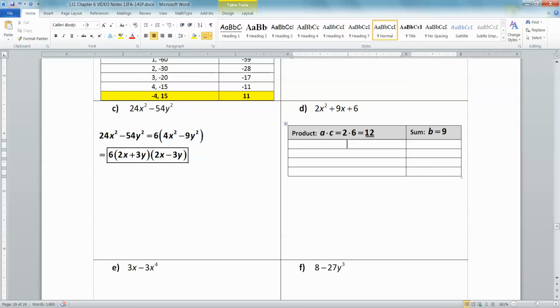All right, so we need to multiply to a positive and add to a positive, so that'll be easy. It's positive 1, positive 12. That makes 13. 2 and 6, that makes 8. 3 and 4, that makes 7. And we're done. There's nothing that's going to work here, because we went from 13 to 8 right there. So this is prime.